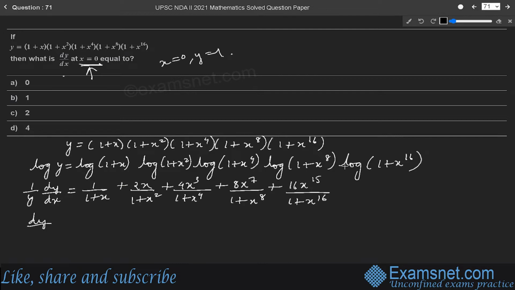So dy by dx will be equal to y, which is 1, and the remaining terms are, see here, 1 upon 1 plus x will be 1. We are putting x equal to 0 in all these terms. So all these terms will be 0, because in every term there is x in multiplication. So the whole terms become 0. So it will be 1 plus 0. So the answer will be 1. So the value for dy by dx at x equal to 0 is 1. Therefore option number B is the correct option for this question.